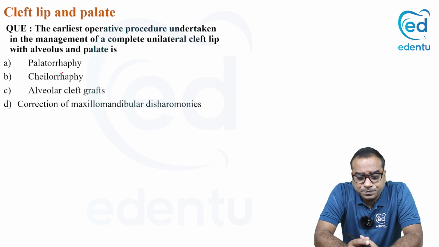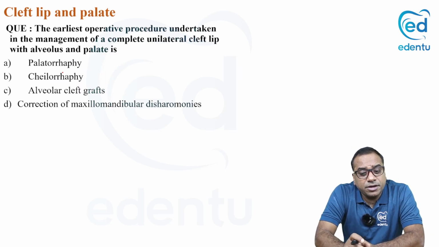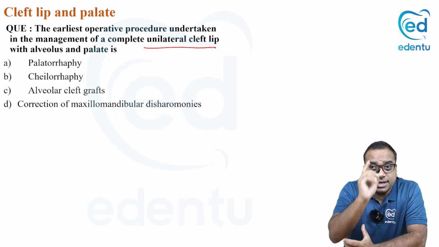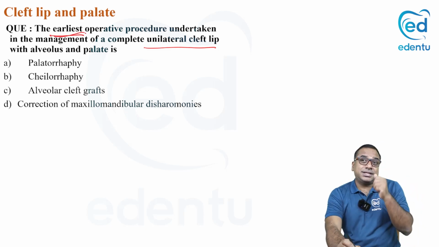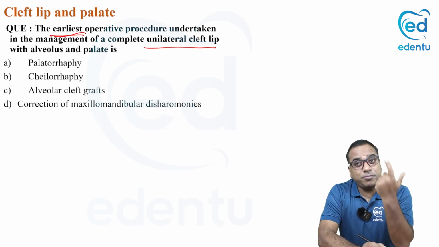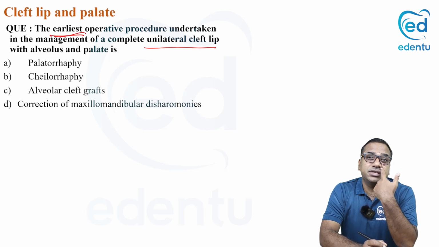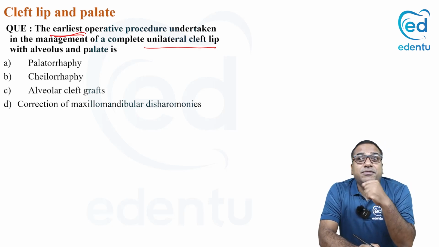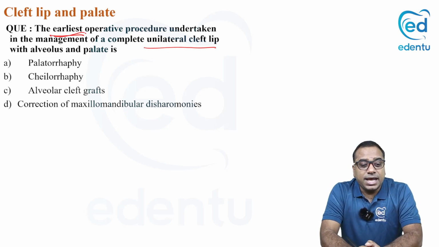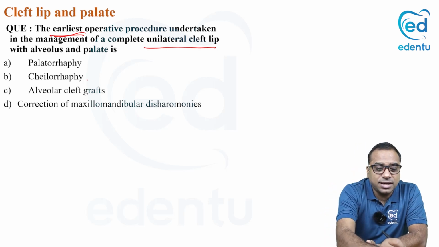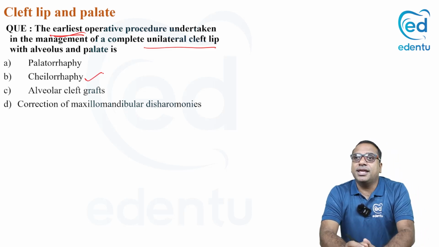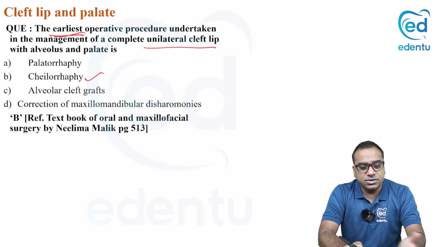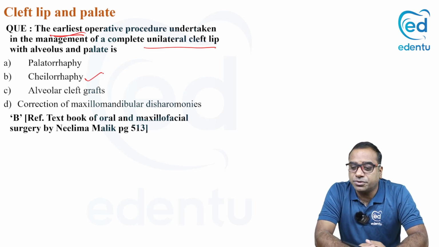Next MCQ. The earliest operative procedure undertaken in the management of complete unilateral cleft lip with alveolus and palate. There is an alveolus defect and the palate. So cleft palate is there and the bone defect is also there. Grafting is also required, and cleft palate surgery is also required. The first surgery we do is cleft lip repair, which is known as cheiloplasty or cheilorrhaphy. That's why you should know the names. So the answer is cheilorrhaphy.